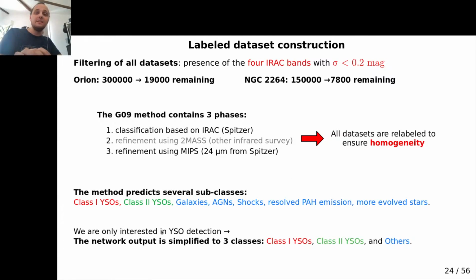In order to simplify the output of the network, we chose to only use 3 output classes: class 1 YSOs and class 2 YSOs, which are our classes of interest, and a sort of trash class with all types of contaminants predicted as the same output for the network. But you will see that it does not mean that we have treated all those subclasses of contaminants equally to construct the training dataset, and I will discuss that a bit later.